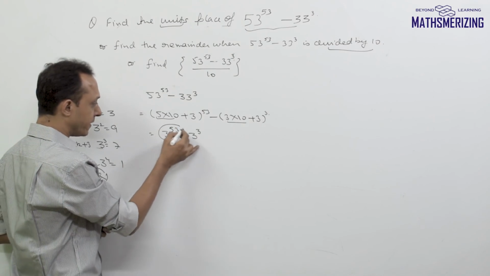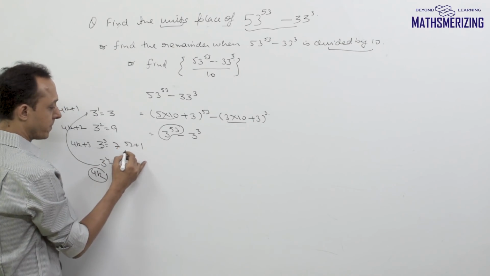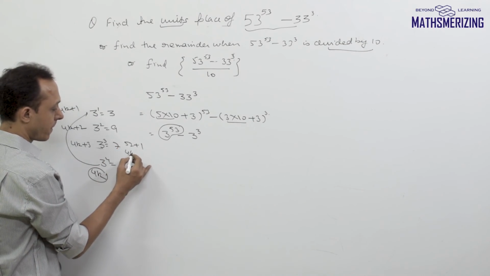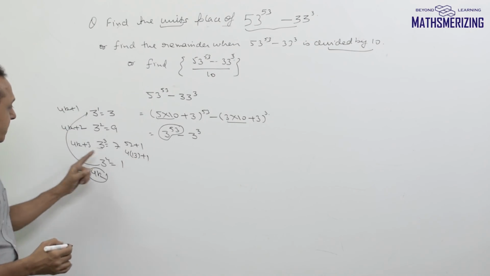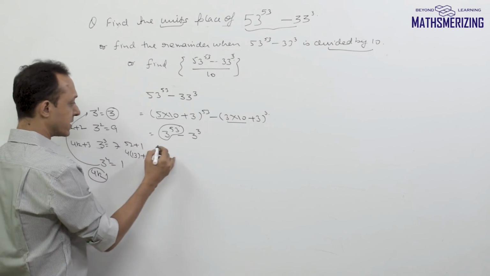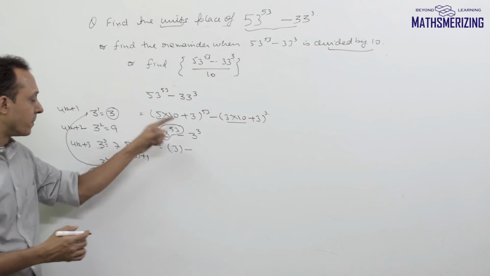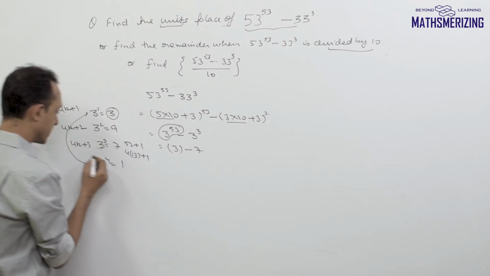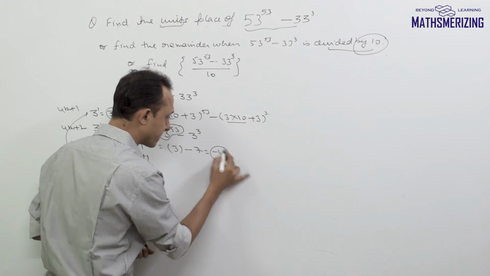Now 3 to the power 53. Now 53 is 52 plus 1, and which is 4 into 13 and plus 1. So it is 4k plus 1. When it is 4k plus 1, the last digit or the units digit that I'll get here is 3. And then minus 3 to the power 3 is simply 7, which is 4k plus 3. 3 minus 7, which is minus 4.